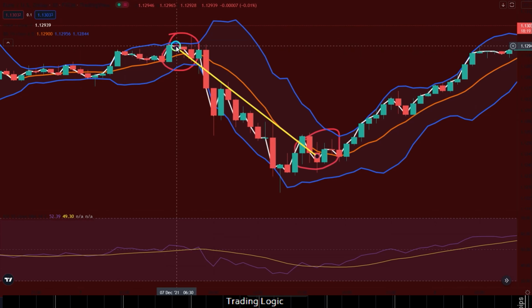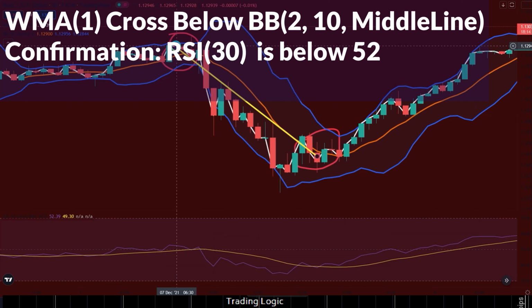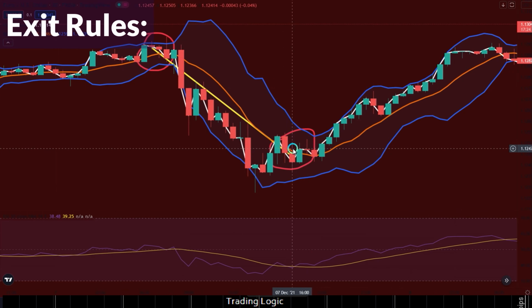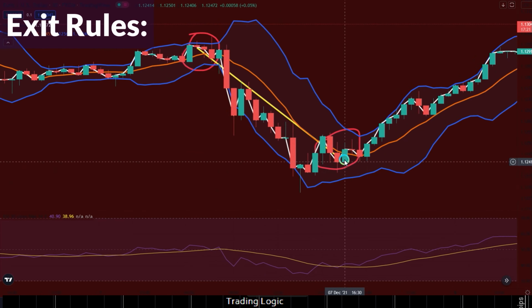I tell it to you one more time. When the 1 period weighted moving average crosses below the 2 deviation and 10 period Bollinger Bands middle line and the 30 period RSI is below 52, you can take a sell trade. Now, what are the exit rules? The exit rules are really similar to our buy exit rules, so you are already familiar with the structure.